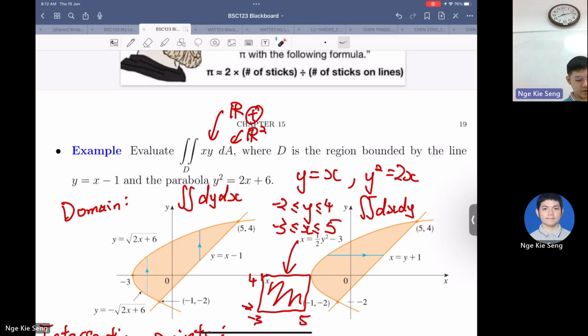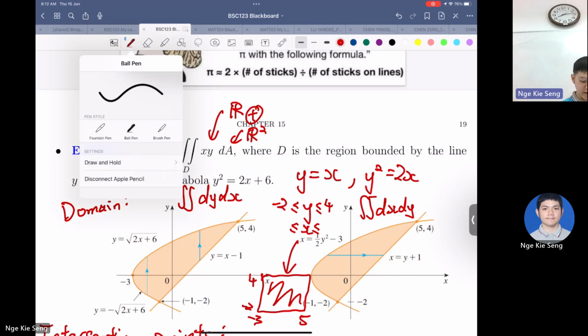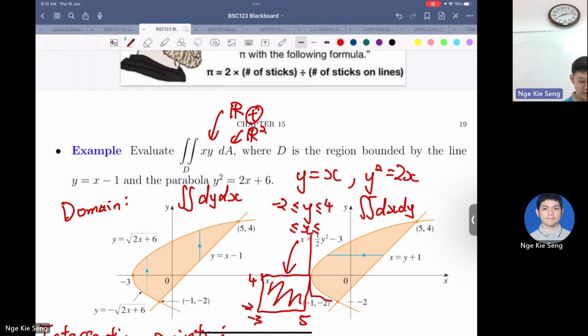Change the domain of x. How to change the domain of x? This rectangle actually is the rectangle that covers the whole domain, but we don't want something extra here, right? So how to find x?